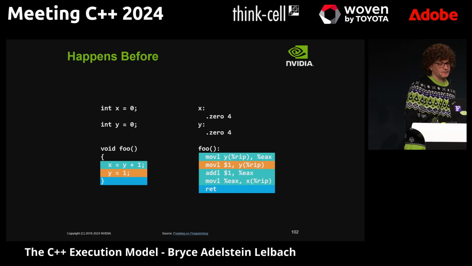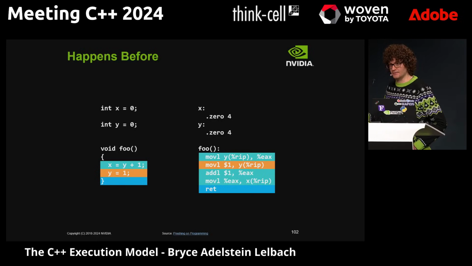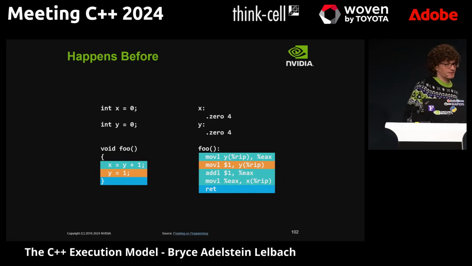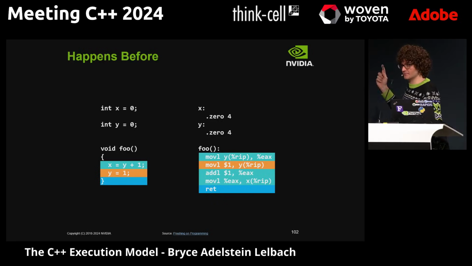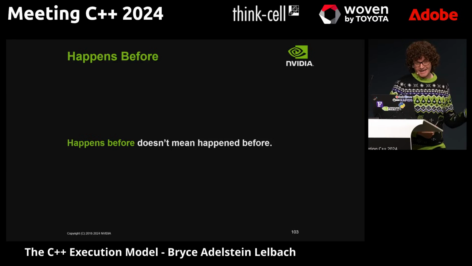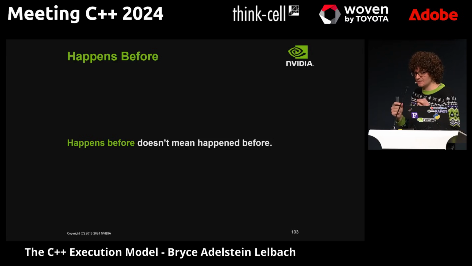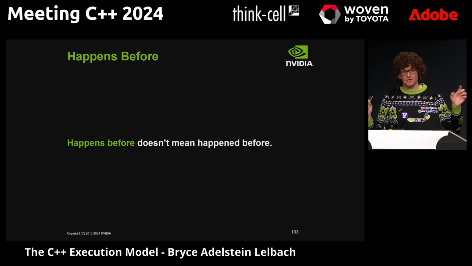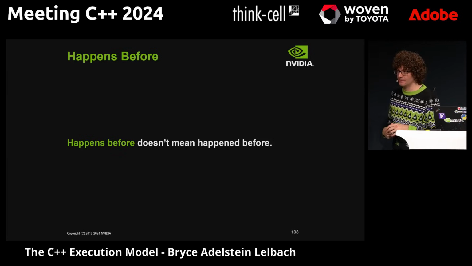Now, if you threw in a function call to a function in another translation unit here that just read y, or took the address of y, then the compiler wouldn't do this, because it would be like, I don't know what that function does. It might observe that I'm doing things here. So again, happens before doesn't mean that something temporally happened before. It doesn't mean that if x happens before y, x actually occurred in time before y. It's about the observable behavior, not the actual behavior.